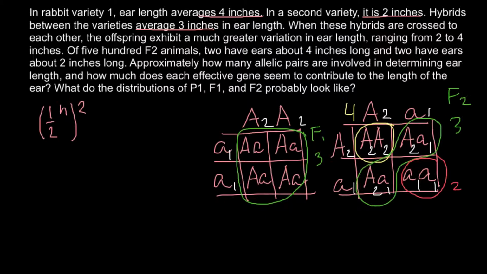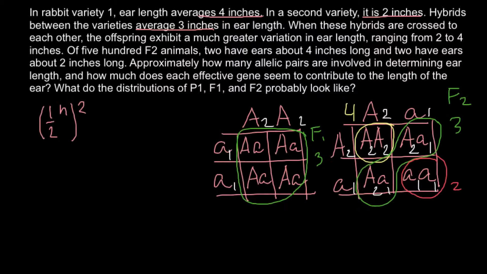So imagine we have 500 animals, and if these animals had this trait under the control of one gene represented by 2 alleles, 25% would be of the extreme phenotype, 4 inches, and 25% would be the other extreme phenotype, 2 inches, and 2 out of 500 is not 25%, right?